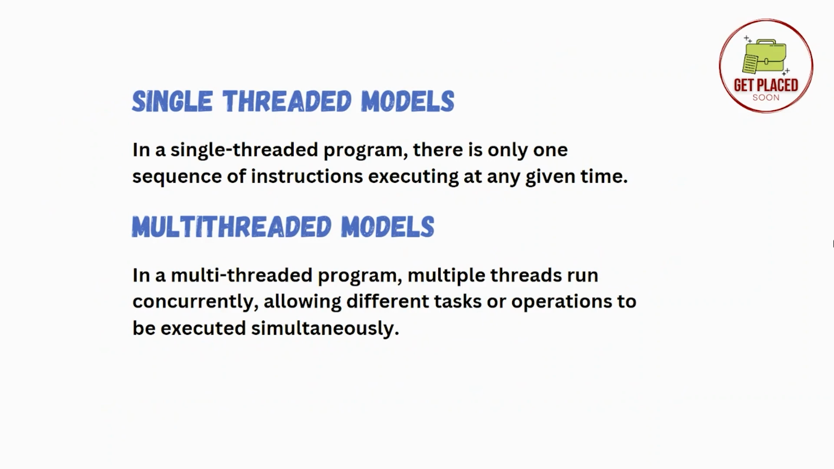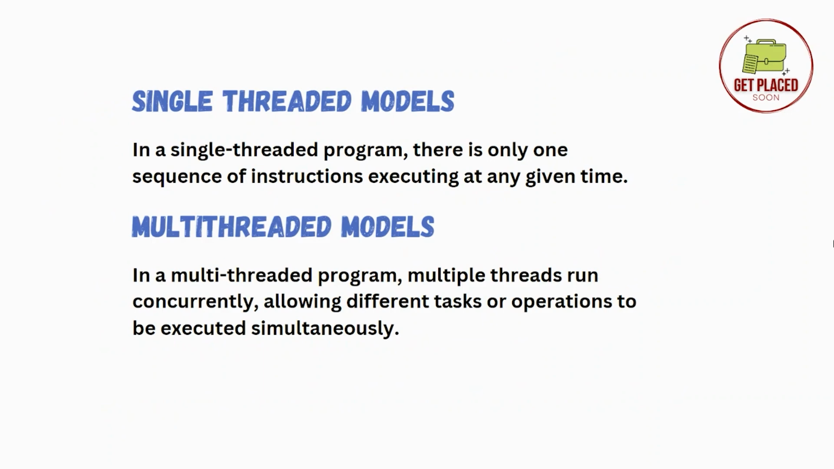But what happens in multi-threaded models? Multiple threads run concurrently. Multiple threads do tasks independently at the same time, simultaneously. So because of this, the task completes even faster and even more efficiently, right? Multiple threads running concurrently is known as multi-threaded models.